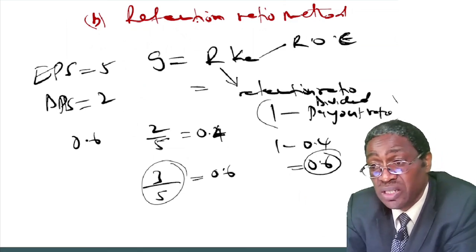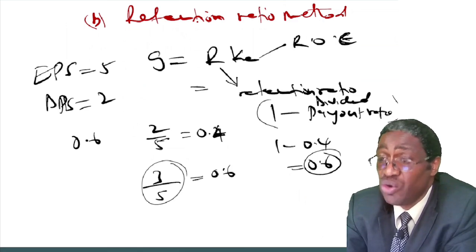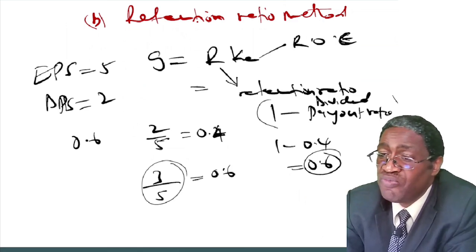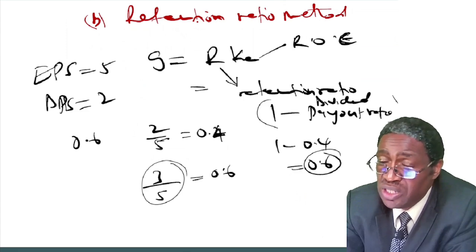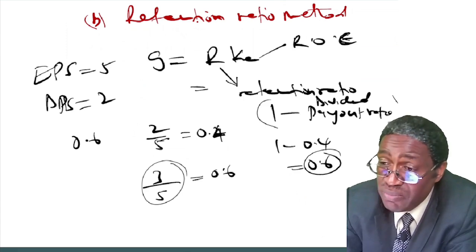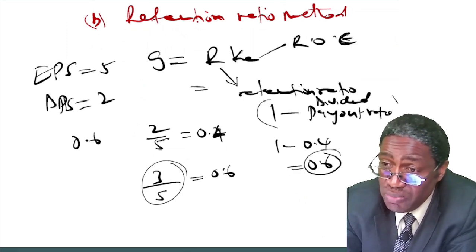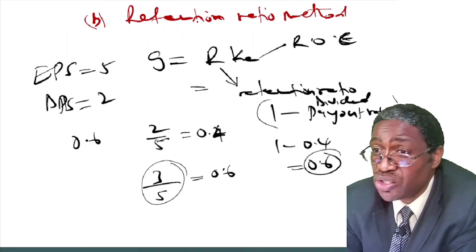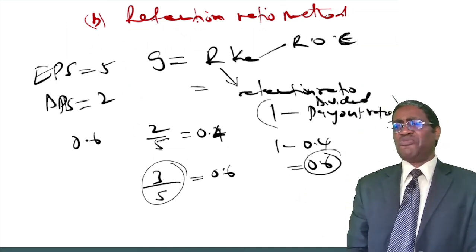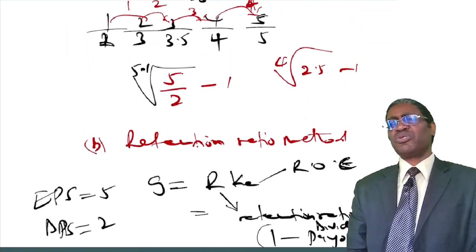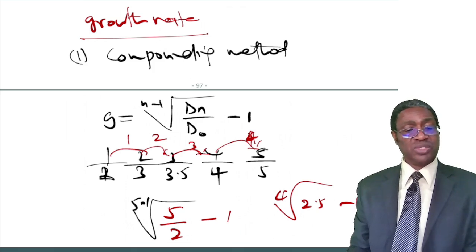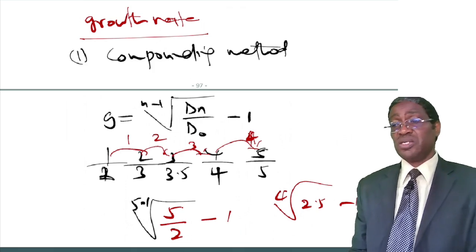So if the question does not give you the growth, look at the question and find out which of these two methods we are using to determine the growth rate: the compounding growth method, or the retention ratio method. Good. Now, maybe before we go to the third method, let us put down something on what we have discussed so far.